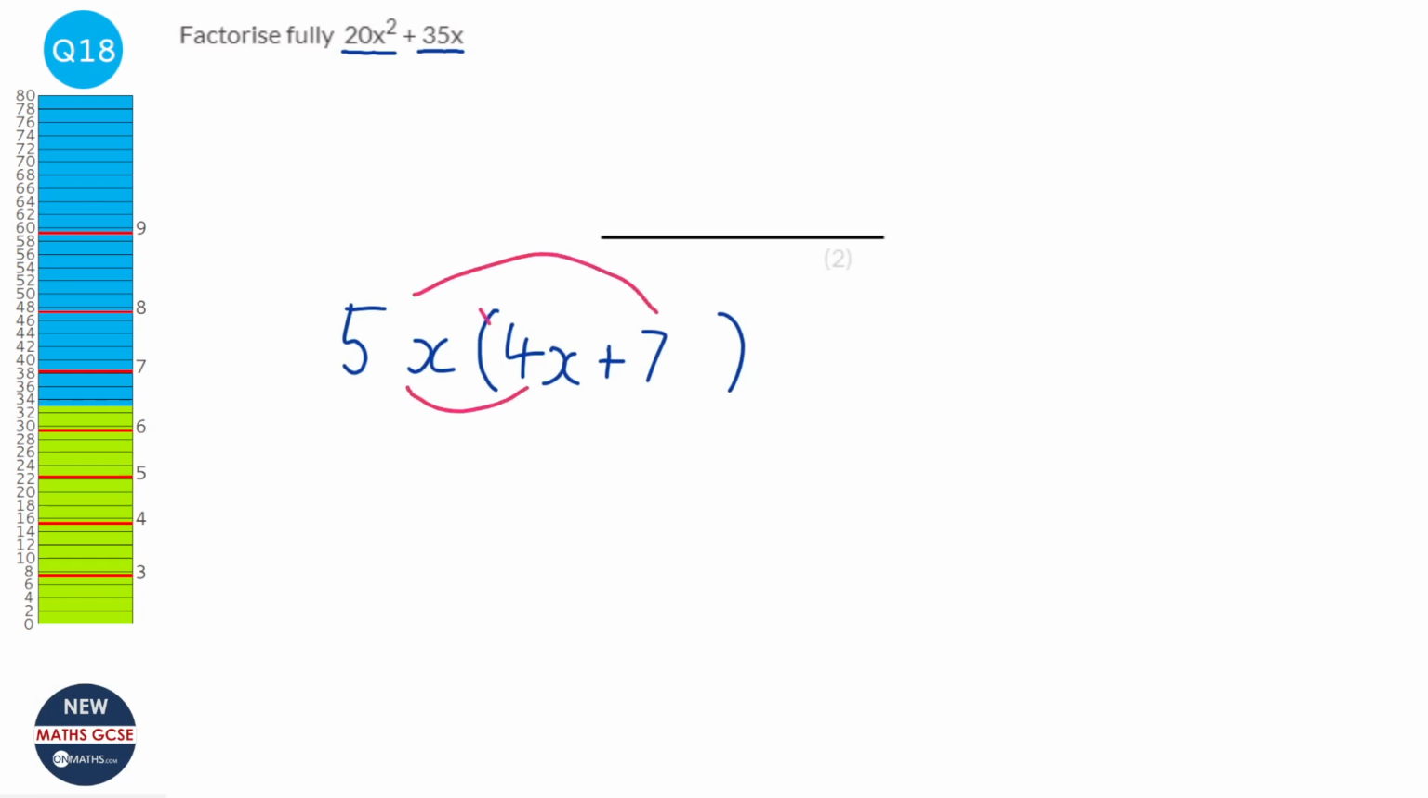And so we're going to do 5x times 4x, which is 20x squared, and 5x times 7, which is 35x. So our answer will be 5x brackets 4x plus 7.